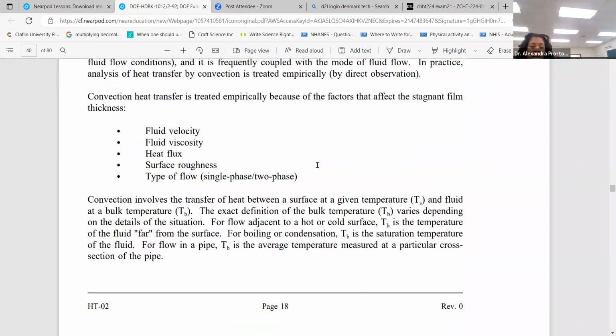So convection involves the transfer of heat between a surface at a given temperature and a fluid at the bulk temperature. The exact definition of bulk temperature varies depending on the details of the situation. For a flow adjacent to a hot or cold surface, TB is the temperature of the fluid far from the surface. For boiling or condensation, TB is the saturation temperature of the fluid. And for flow in a pipe, TB is the average temperature measured at a particular cross section of the pipe.